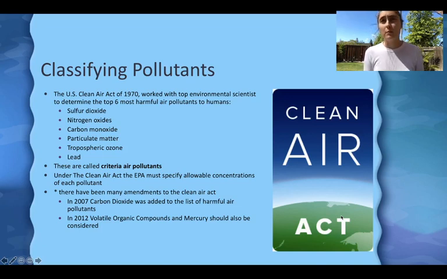Those are our most harmful pollutants, and it basically says that these are what they call criteria air pollutants, and that each of these has an allowable concentration that can be in the air, meaning if you are somebody who's emitting some of these, there is a specific amount that you are allowed to emit, right? And so that's basically what they said.